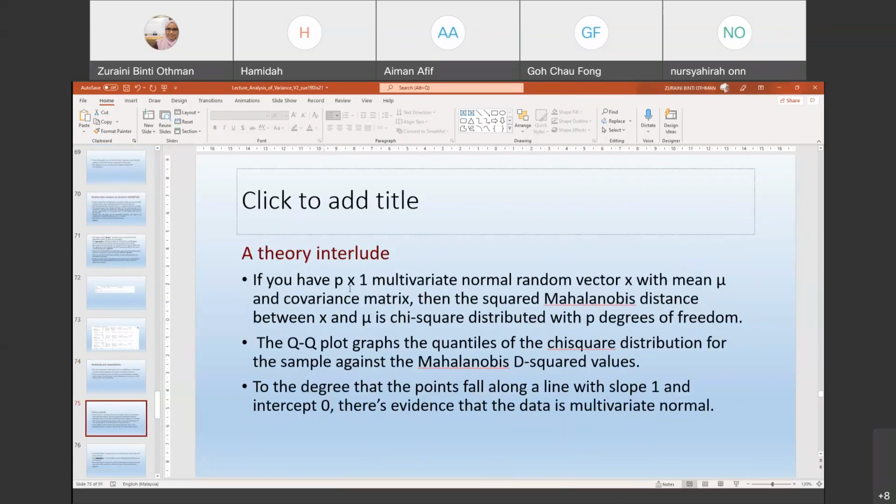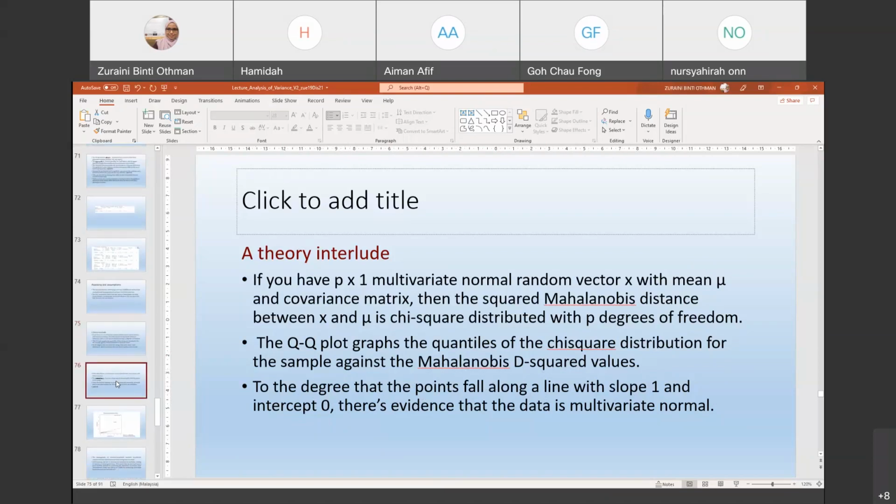This is the theory: if you have a p times 1 multivariate normal random vector X with mean mu and covariance matrix, then the squared Mahalanobis distance between X and mu is chi-square distributed with p degrees of freedom. Then in this QQ plot, the quantiles of the chi-square distribution are plotted against the sample Mahalanobis squared values. To the degree that the points fall along a line with slope 1 and intercept 0, that is evidence that the data is multivariate normal.